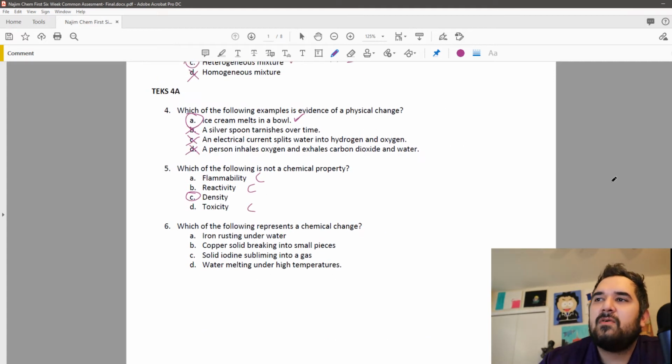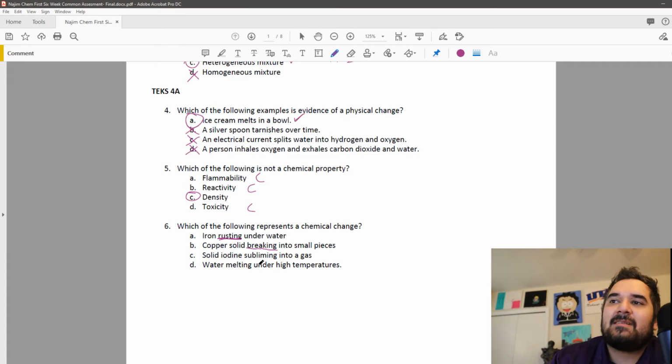All right, which of the following represents a chemical change? So here we're looking for something that's not physical, not easily reversible. A chemical change, so iron rusting underwater. So rusting, that is chemical change, and rusting is a keyword here. Let's look at the other ones though. So copper solid breaking into small pieces. So breaking, that's a physical change, not a chemical change.